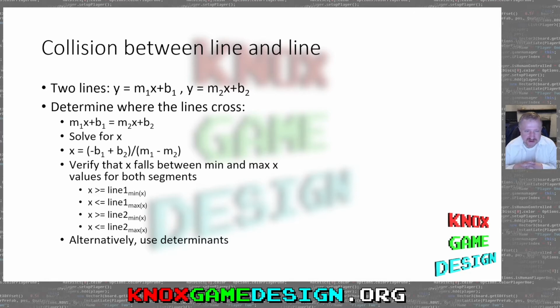Then you just solve for x. I'm not going to go into the math, it's just subtracting and dividing out those terms, but you end up with a value for x of negative b1 plus b2, divided by m1 minus m2. So that's the difference between the two y-intercepts divided by the difference between the two slopes. That's probably essentially the same thing you're doing when you calculate the determinant anyway. Don't quote me on that, but I assume that's what's going on.